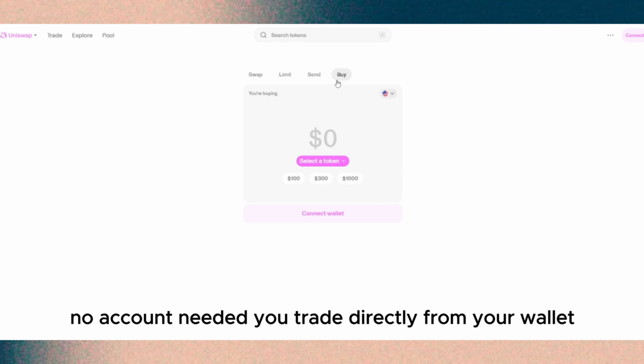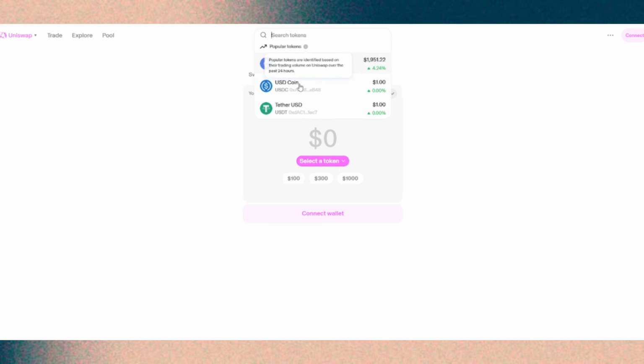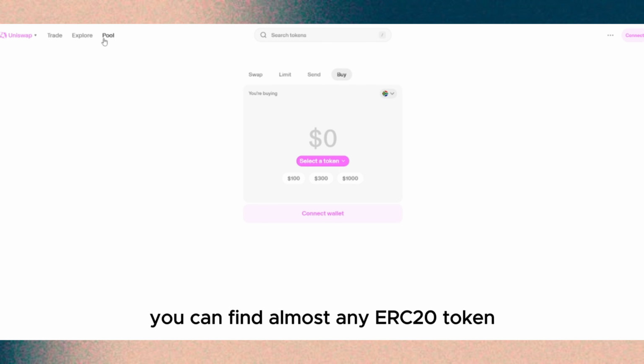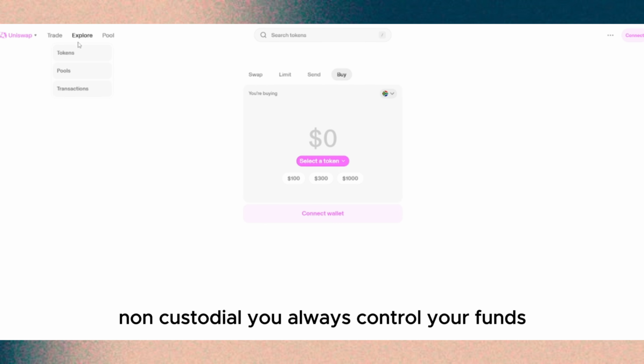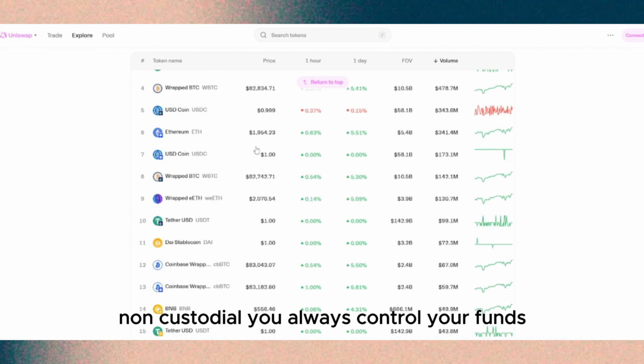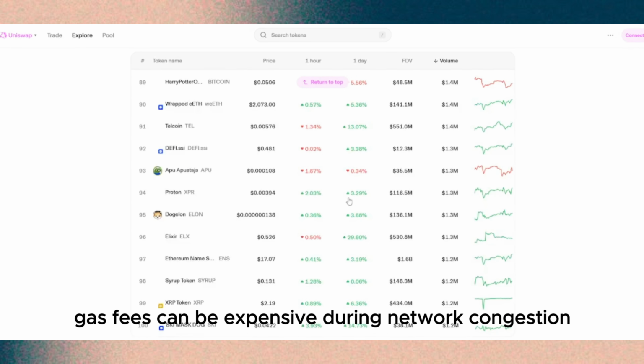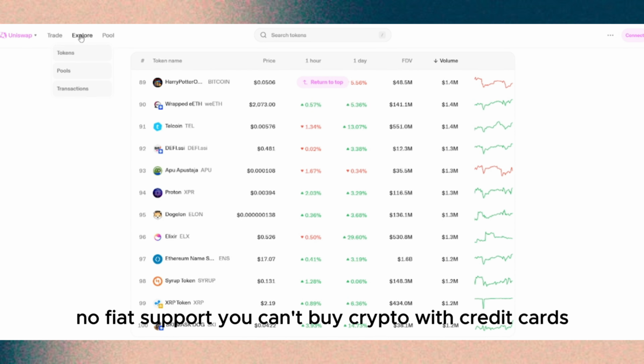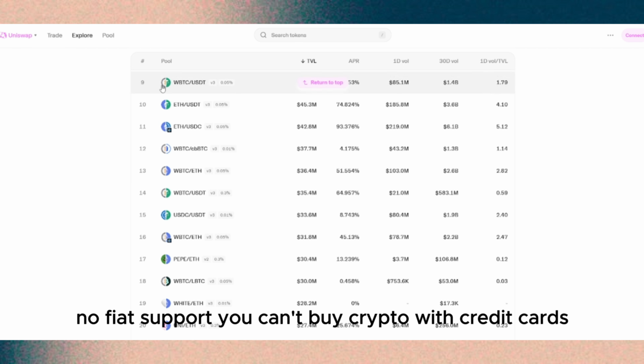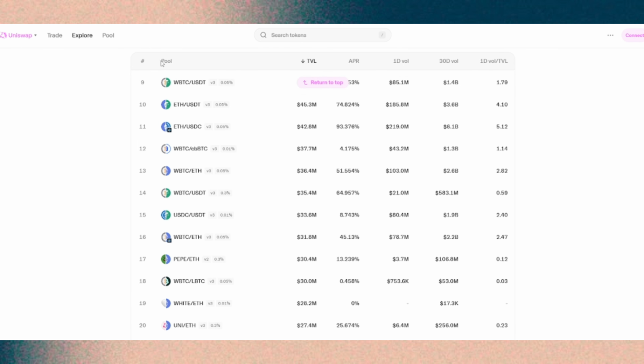Pros of the swap feature: No account needed, you trade directly from your wallet. Huge variety of tokens. You can find almost any ERC20 token. Non-custodial. You always control your funds. Cons: High Ethereum gas fees. Can be expensive during network congestion. No fiat support. You can't buy crypto with credit cards or bank transfers.